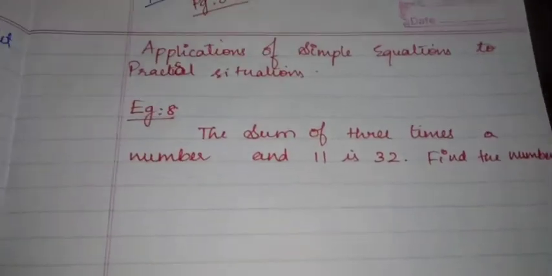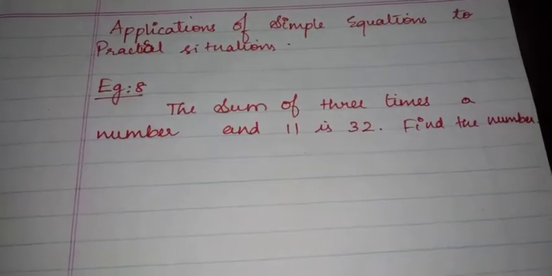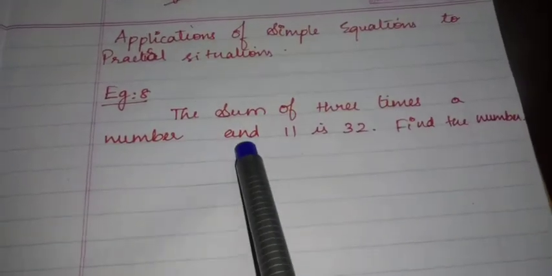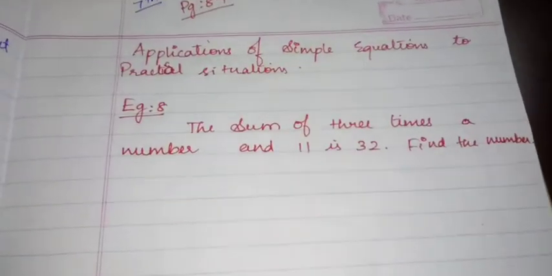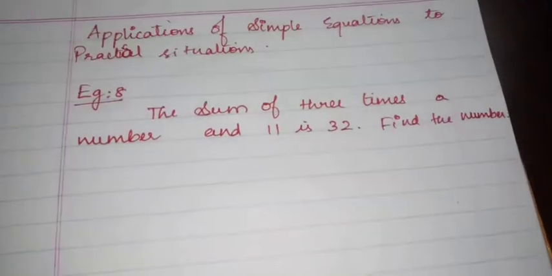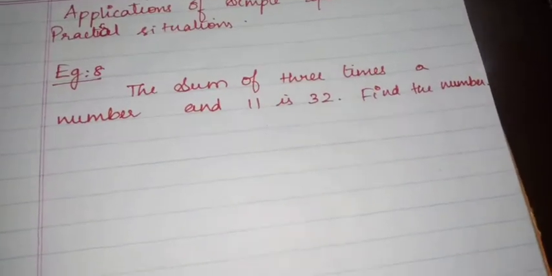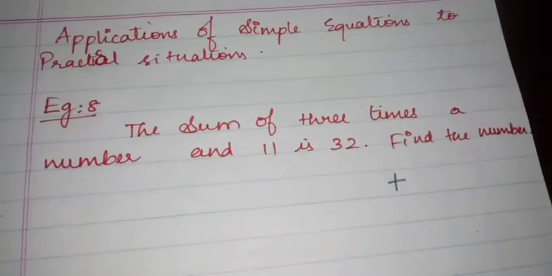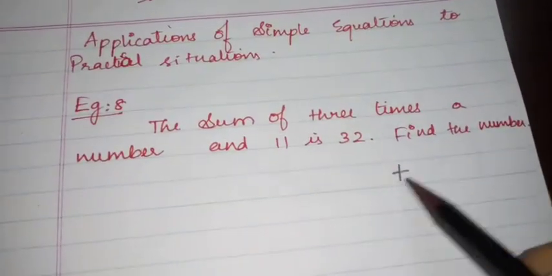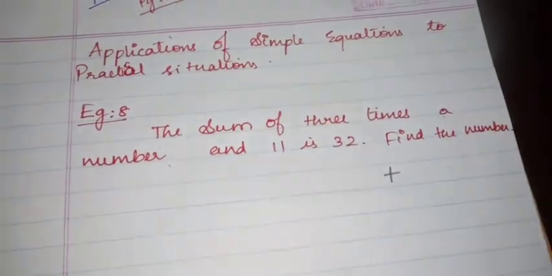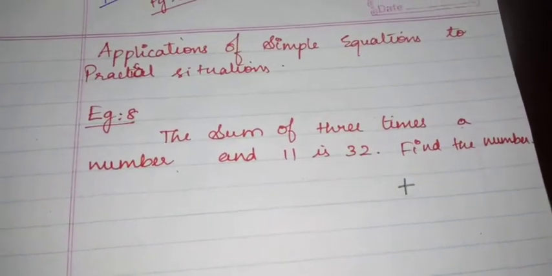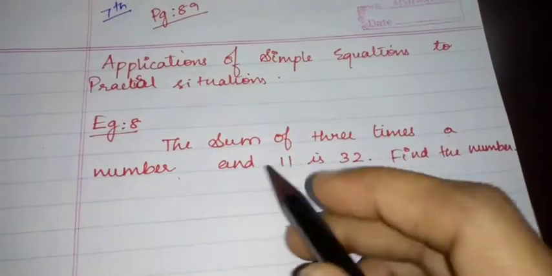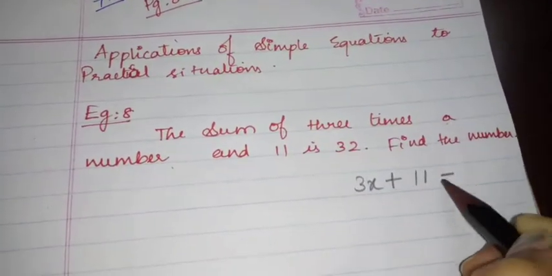Example number 8. What is the example, children? Sum of 3 times of a number and 11 is 32. First I'll teach you using a pencil so that you will be able to understand it more clearly. See, they are asking sum of. Sum means what, children? Plus. Sum of 3 times of a number. 3 times a number means I don't know what that number is. So 3x and 11 is 32.